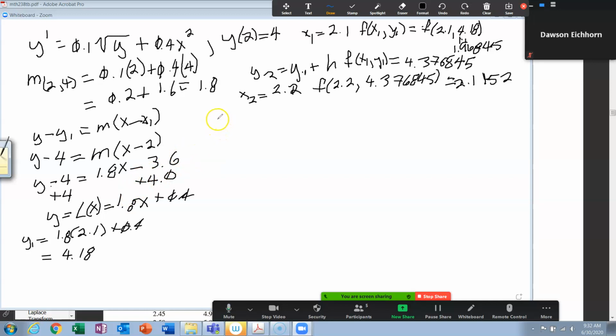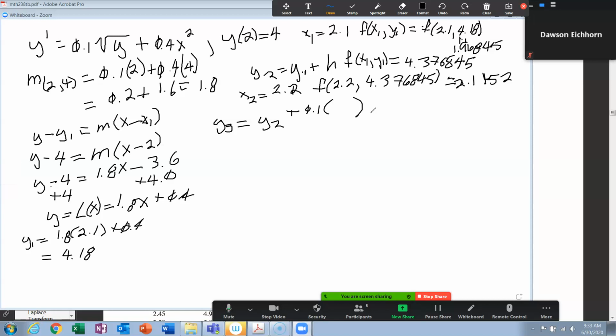Your y3 is equal to y2, which was that thing there. I'm just going to write down y2. Yeah, that's your y2, the 4.3768. y2 plus h, which is 0.1, times this f that we just did. So I'm going to not write it all down, and here we go again.